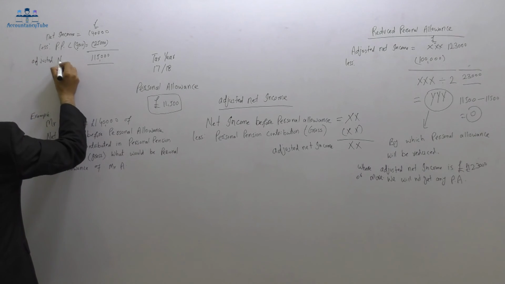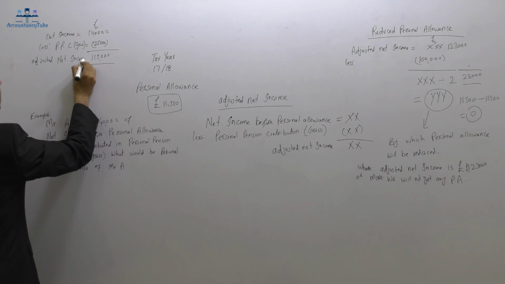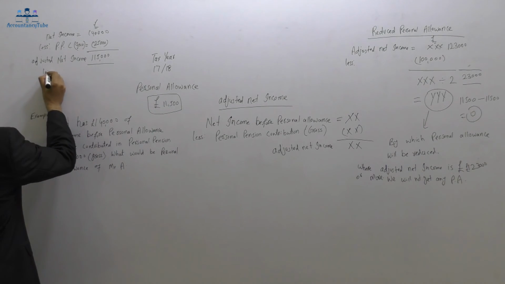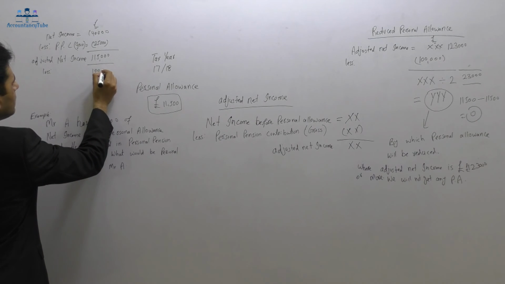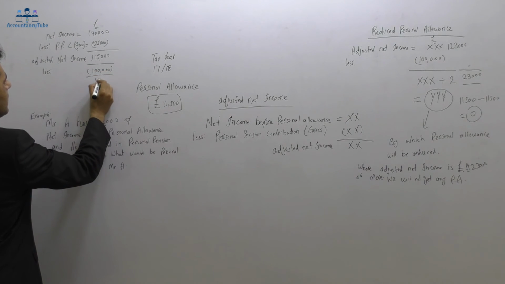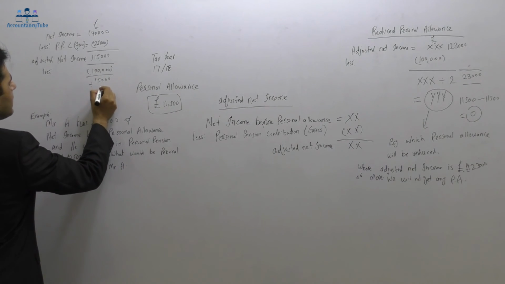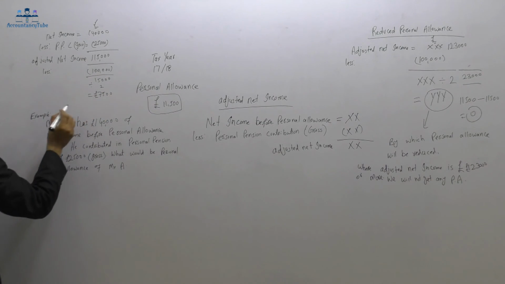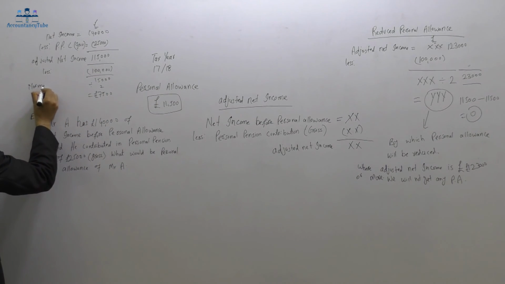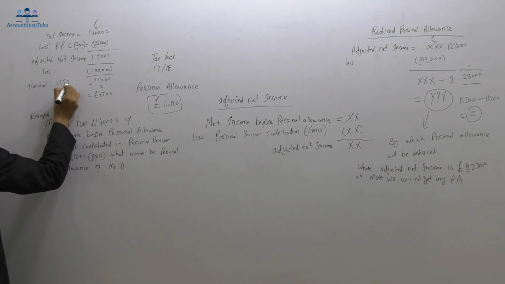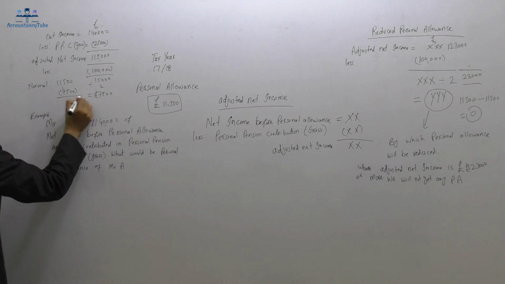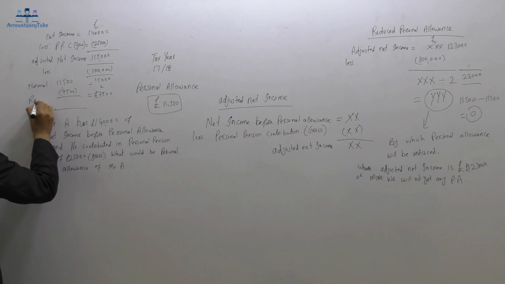Adjusted net income of 115,000 pounds. All right. Now our adjusted net income is 115,000 pounds. We need to deduct 100,000 pounds out of it, which is our threshold. The remaining amount is 15,000 pounds, and we'll have to divide that by 2, which makes 7,500 pounds. So that is the amount by which our personal allowance will be reduced. So a normal personal allowance is 11,500, and we will deduct 7,500 out of it. That will be our reduced personal allowance.